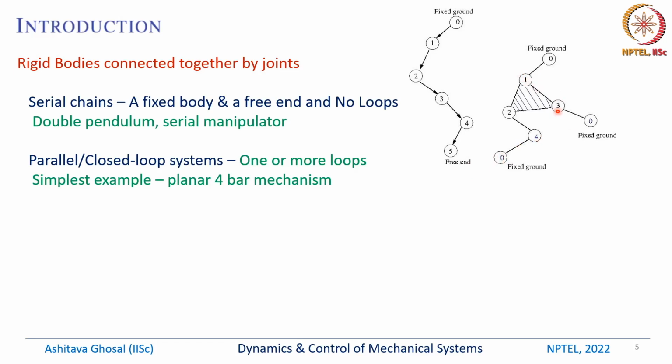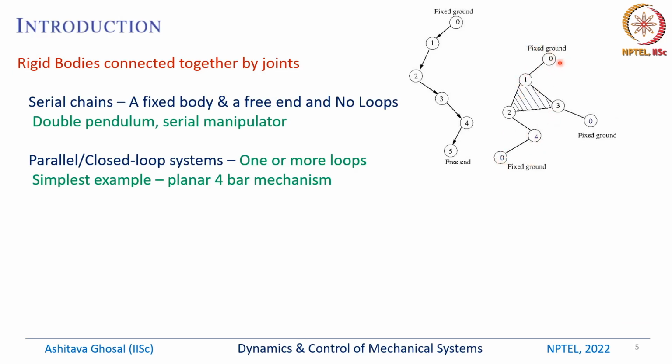Similarly, 1 is connected to 3, and 3 is again connected to ground. So as a result, what you can see is we can have loops. So I can go from 0 to 1 to 3 and to 0. Likewise, I can have 0 to 3 to 2 to 4 and 0. So in this example, there are 3 loops. The third loop is 0, 1, 2, 4 and 0.